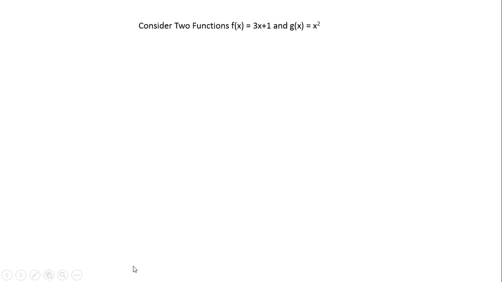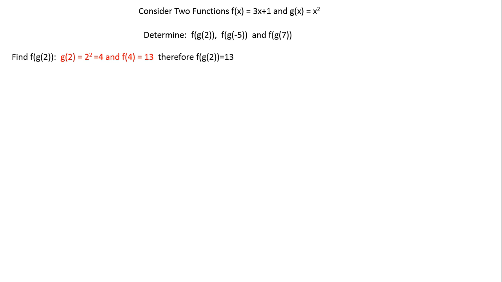Now let's consider doing this again with two functions, f of x equals 3x plus 1 and g of x equals x squared. Let's determine these values: f of g of 2, f of g of negative 5, and f of g of 7. For f of g of 2, let's go to function g with the value of 2. 2 squared is 4, and then take 4 into function f, and 4 times 3 plus 1 is 13.